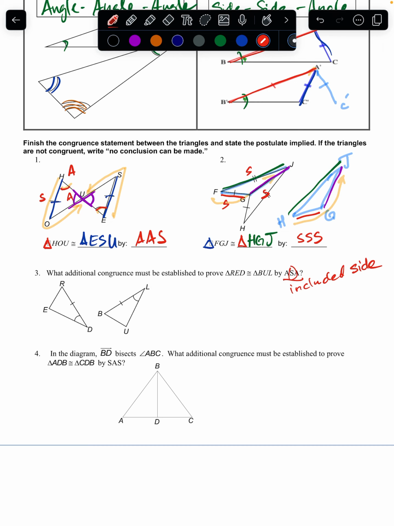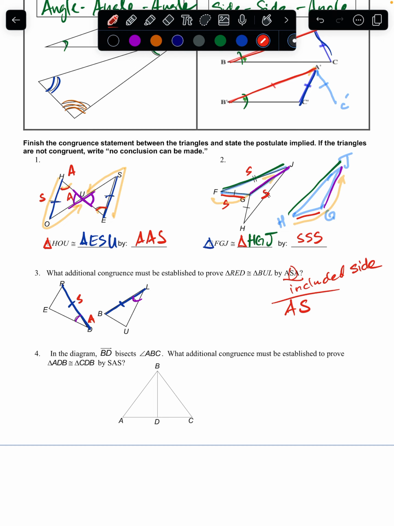So if I look at this triangle right here, I know that RD and BL are congruent because of this one hash mark right there. So I've got an S. I've also got an angle right here, an angle right here. So angle D and angle L are congruent. So now I have an angle. Now I need ASA. So I've only got an A and an S. So I need an A.